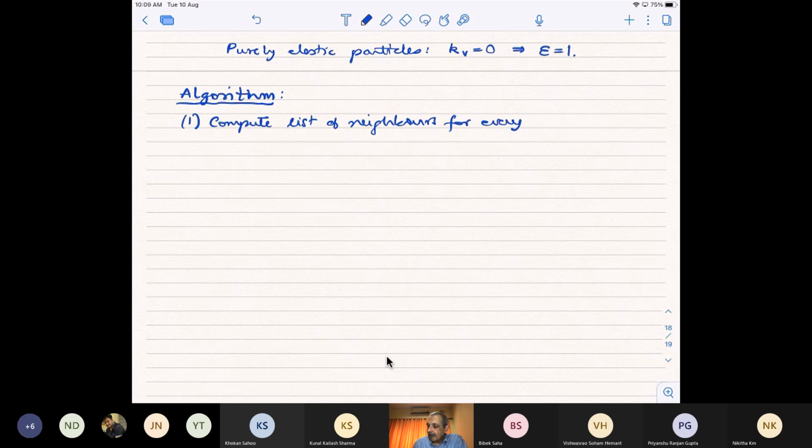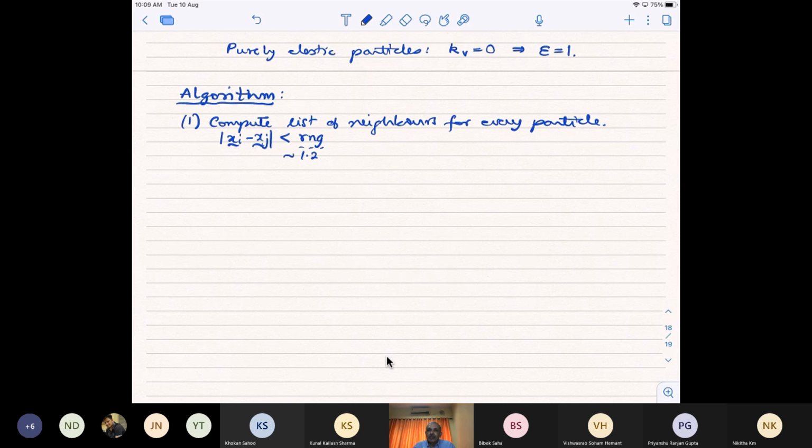for every particle. Because you have to calculate Fij at every time interval. So you don't want to keep searching and finding out which are the neighbors. So find out who are the neighbors, and how do you find out the neighbors? Well, let's look at all particles whose distance xi minus xj is less than some range. This is some number, let's say 1.2 or something like that.